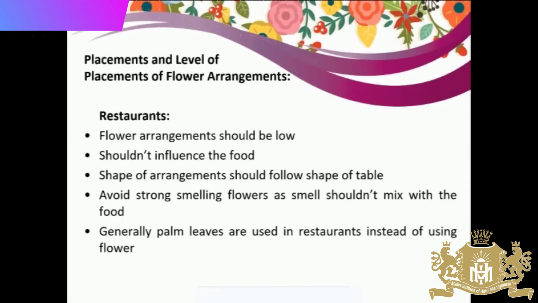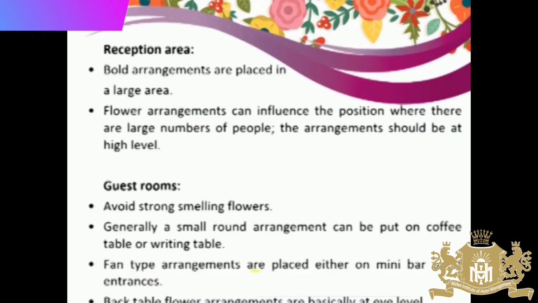First, it creates an atmosphere. Second, it inculcates beauty, is very influential, expresses one's mood, emotions, and statements, makes the area attractive, and can be used as fillers at various places. At restaurants, the flower arrangement should be low and should not influence the food due to fragrance.